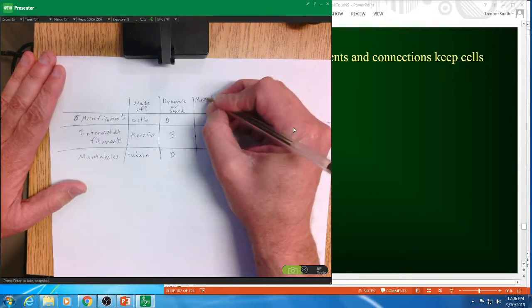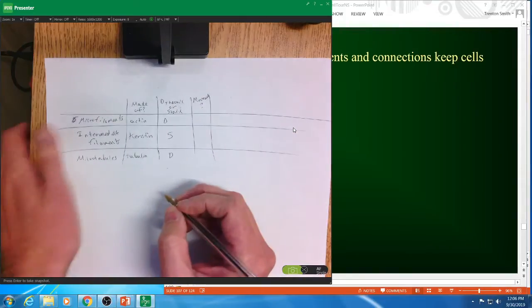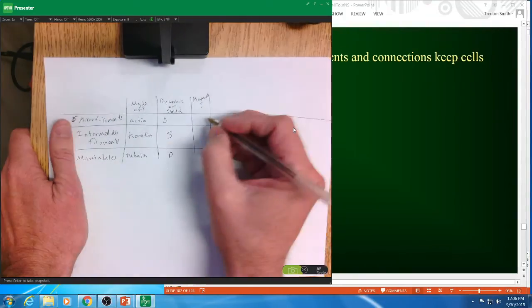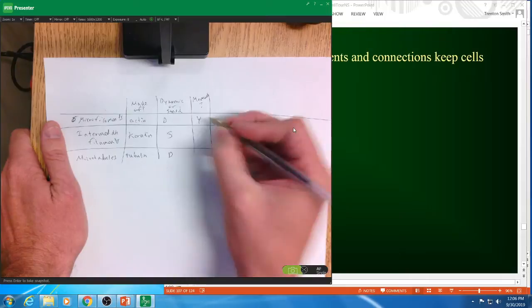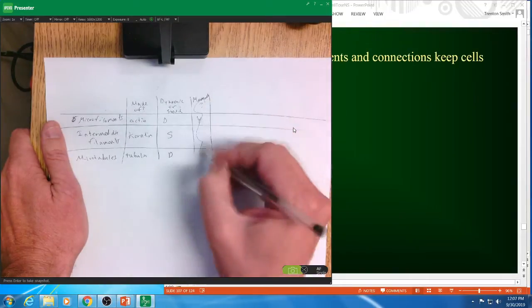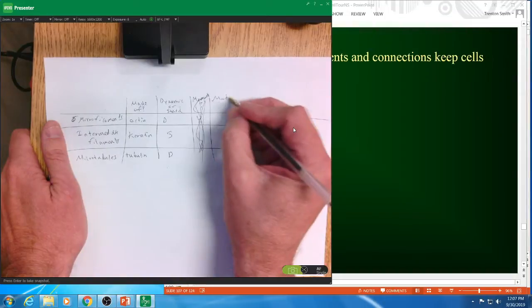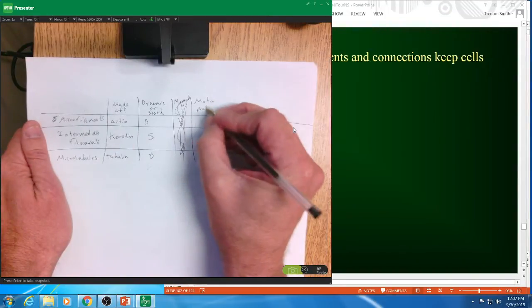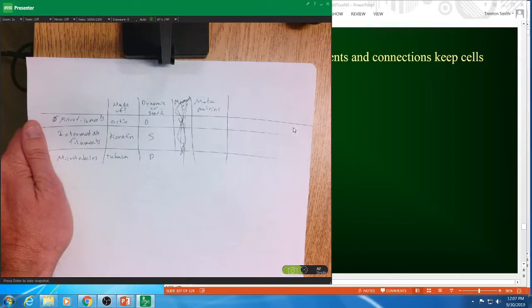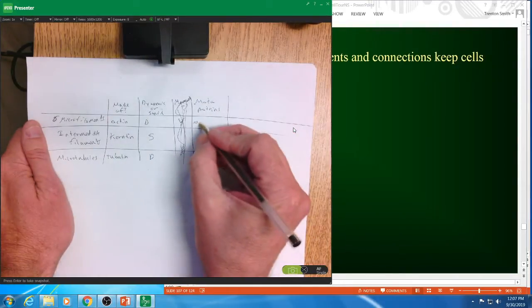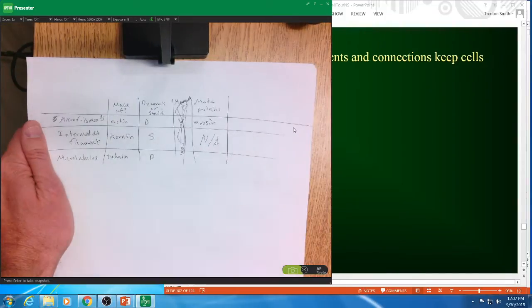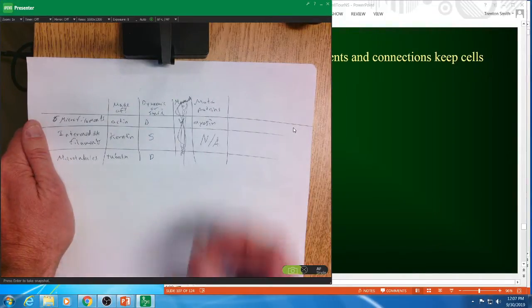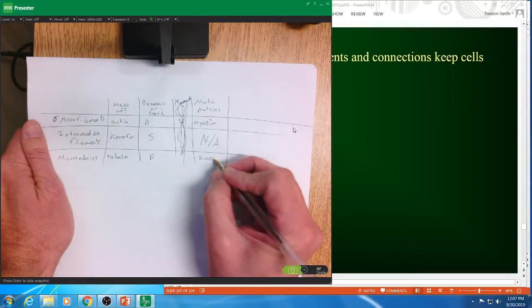Movement? Microfilaments? Stuff moves on it or with it? What I meant to do here, let's change that. Let's just skip that one and we'll go motor proteins. Okay, that's better. Here it's myosin. Intermediate filaments: not applicable. And microtubules: kinesin and dynein.